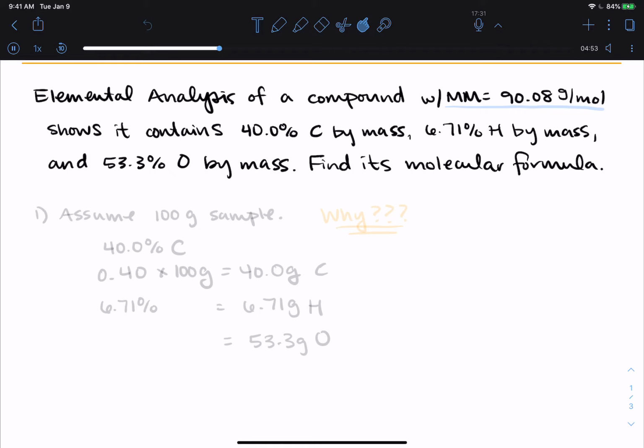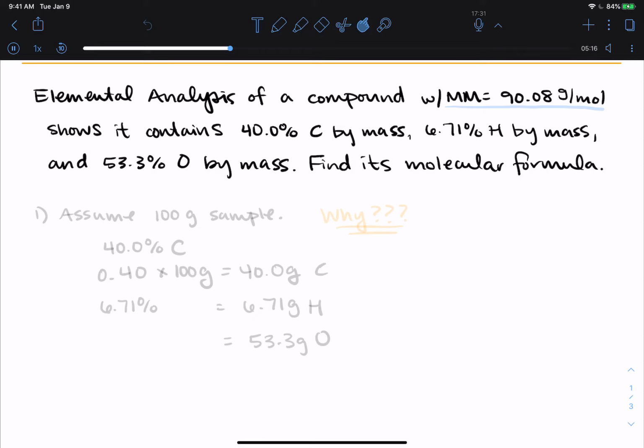The example that we're going to use says that elemental analysis of a compound with a molar mass of 90.08 grams per mole shows it contains 40% carbon by mass, 6.71% hydrogen by mass, and 53.3% oxygen by mass. Find its molecular formula.